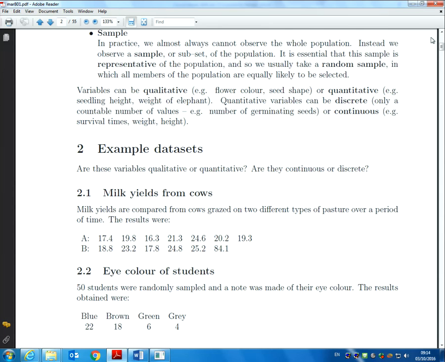Okay, so we've got quantitative and qualitative, and we can break data types down a little bit further. So again, this might be useful, even though I'm sure many of you have covered this before, but with English being a second language for many of you, I think it'll still be worthwhile. So, quantitative data will either be continuous or discrete.